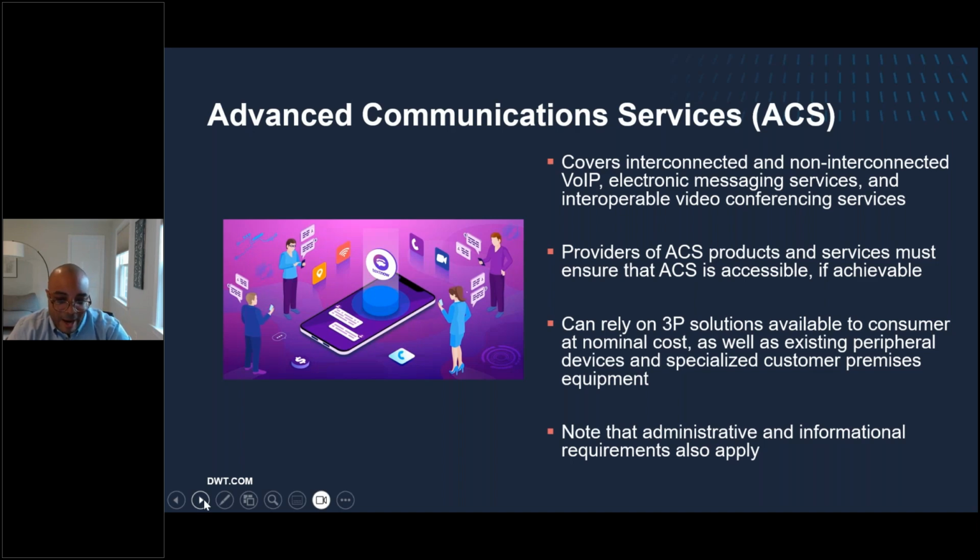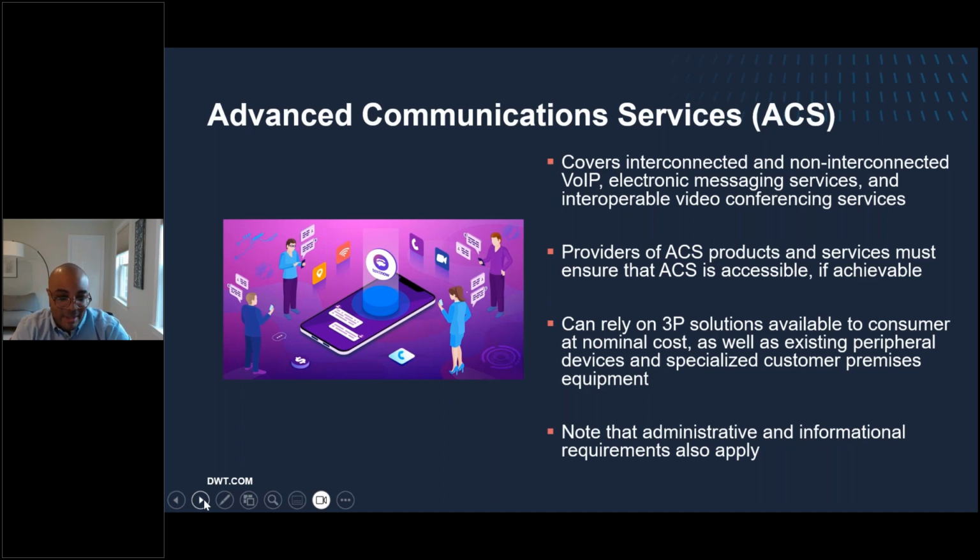In terms of the requirements, providers of ACS products and services have to ensure that ACS is accessible as well as, I think, usable by people with disabilities, and that has a particular term of art that requires, for example, ensuring that people with various disabilities in various cohorts, so those who have visual impairments, those who have mobility limitations, speech limitations, cognitive disabilities, that they be accessible to people with disabilities.